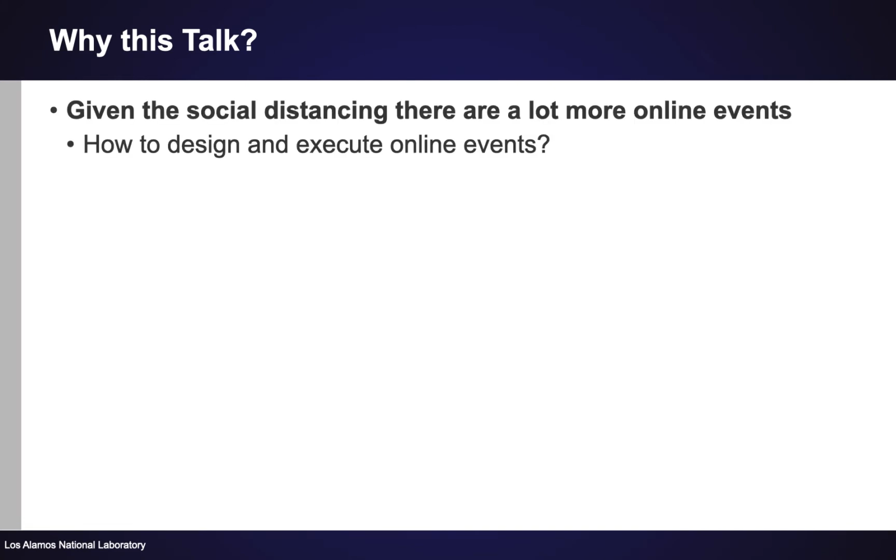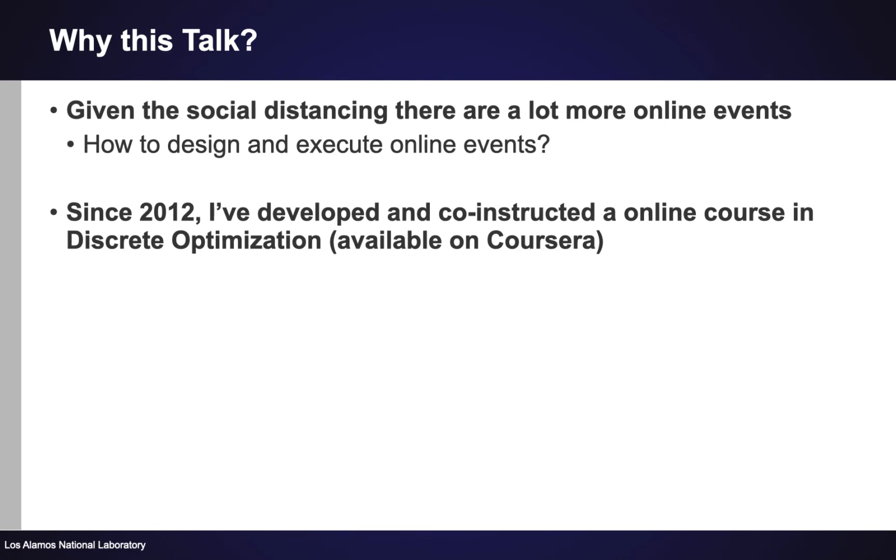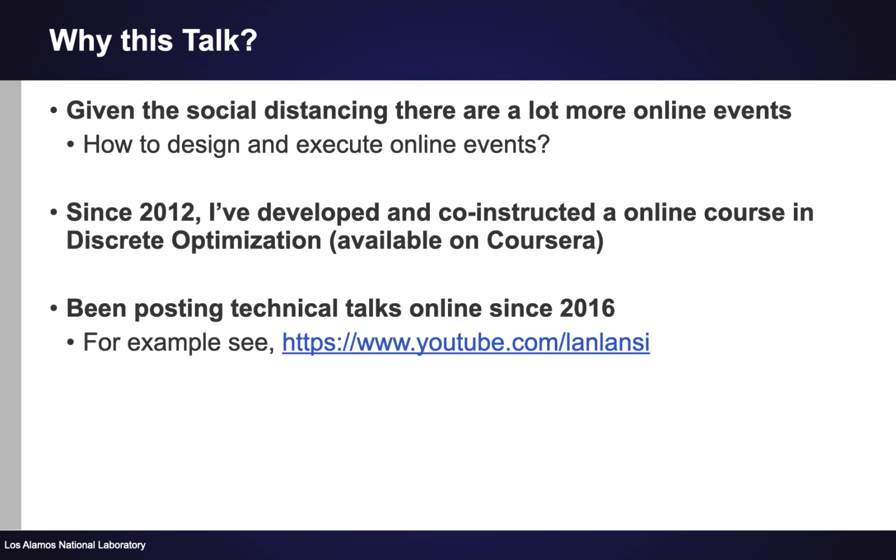Given the recent change to social distancing, there are a lot more online events. And the basic question is, how can we design and execute these online events? I have a little bit of experience in these types of things because since 2012, I developed and co-instructed an online course in discrete optimization, which is available on the Coursera platform, and I've been posting technical talks online since 2016, which has provided some other insights to me about disseminating technical information.